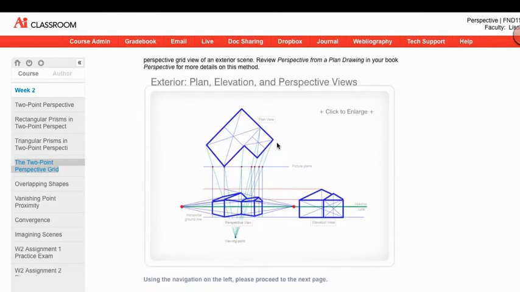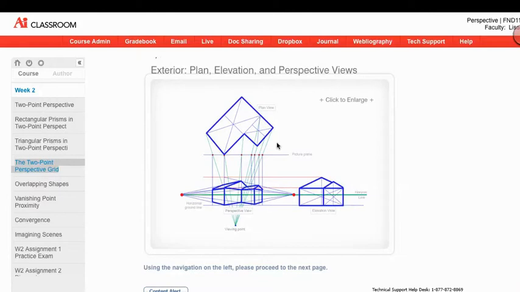Okay, and here's a look at the exterior plan. All right, so this is the elevation view, meaning there's no dimension. We're just seeing how high and wide the objects are. Here we're seeing the volume or the dimension of these shapes. And here's the plan view, as if we were looking at it from above. So you can see it's kind of a simple L shape.